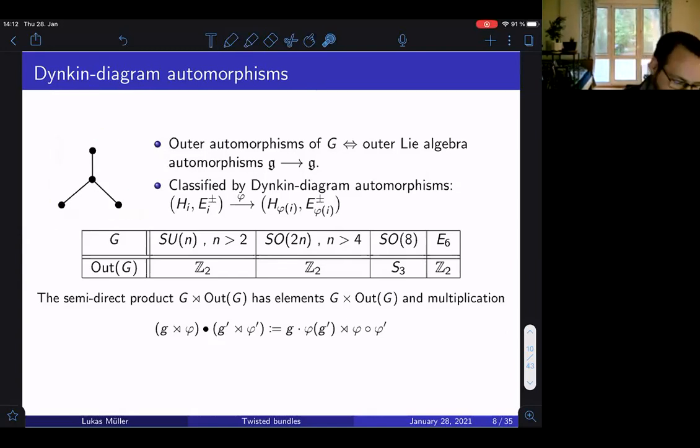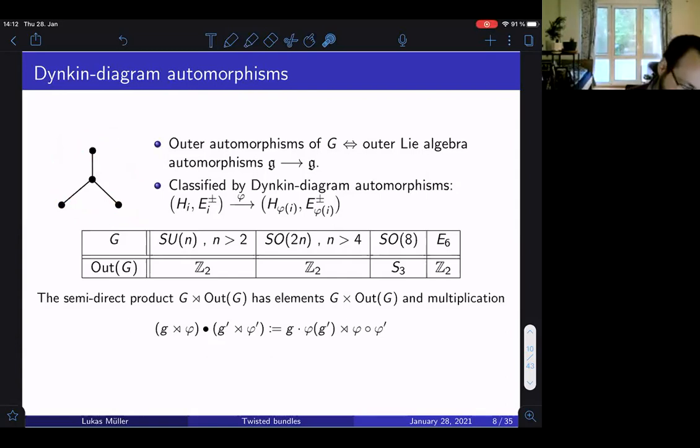And then symmetries are just maps which map nodes, exchange some nodes. So here we have an S3 symmetry, which just exchanges the outer nodes. And you can never exchange the inner node with any outer node because it would not preserve the structure of the diagram. And then this acts on the Lie algebra by just exchanging the different copies of SU2 you get for every node.